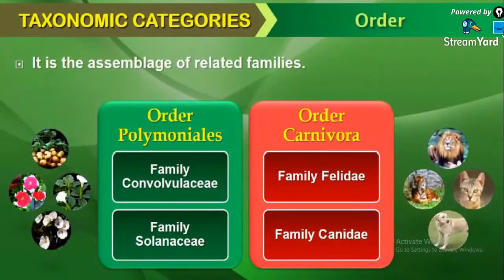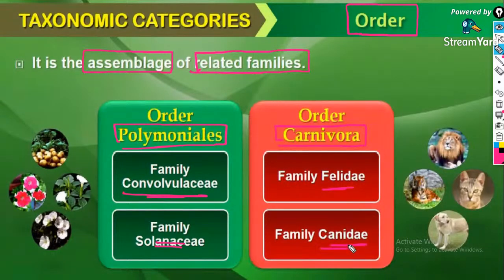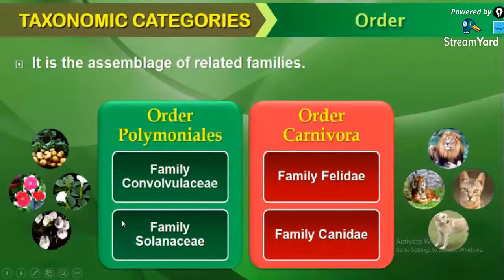Next one is the assemblage of related families. The assemblage of related families constitutes the order. That is order Polemoniales, order Carnivora, Convolvulaceae, Solanaceae, all these come under the same order. Felidae, Canidae, dog, cat, lion, tiger, all these come under the same order, that is Carnivora. You have to refer to the order only. These are some examples which I have to make you understand, guys.